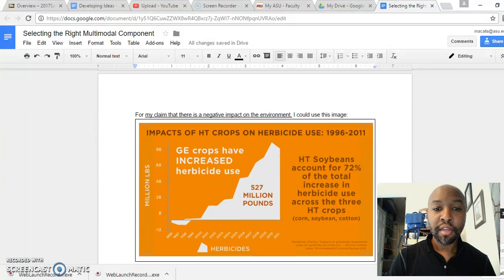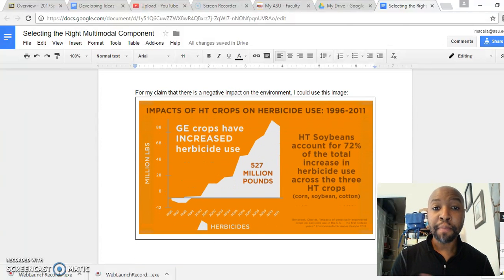Same thing with this infographic. After I put it into the paper, I have to reference it. In figure 2, you'll see there's been an increase in the amount of herbicide used to plant these particular crops. Corn, soybean, cotton, three of the most prevalent crops in use not just in America but across the world. Corn goes into corn syrup, goes into everything. So that's a huge impact. I have to reference it in the body, I have to talk about it, I have to contextualize it.